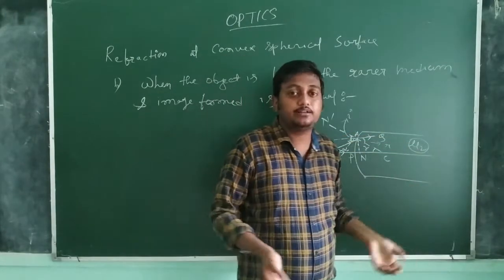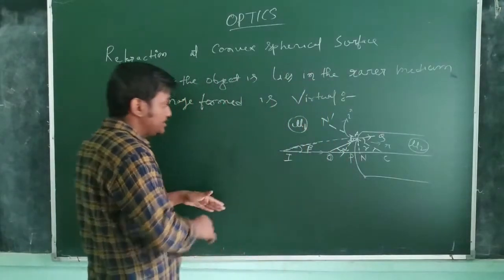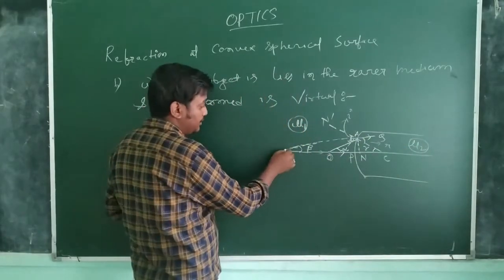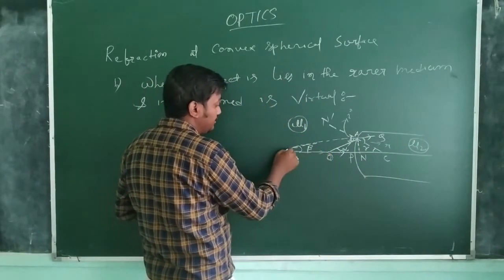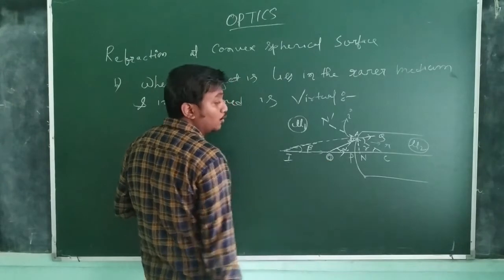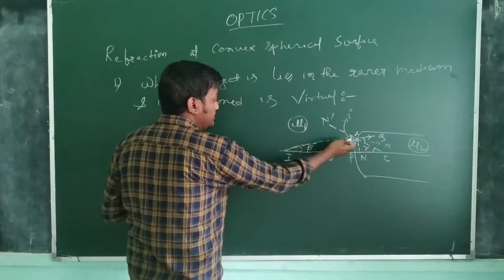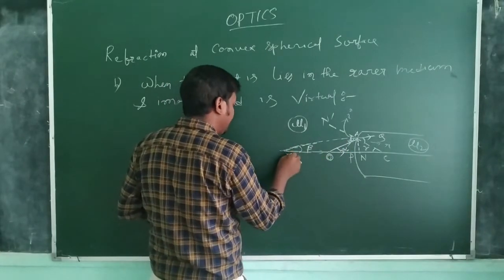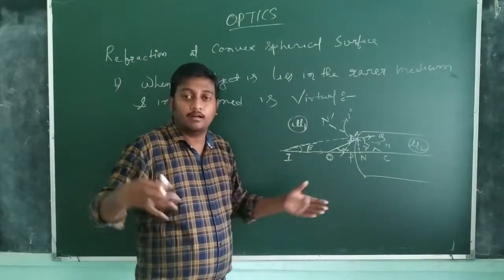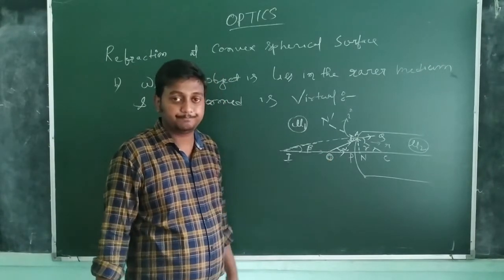We know that a ray along the principal axis does not change its path after refraction. So these two rays, if you extend them, virtually meet at this point on the same side as the object. So I is the virtual image of point object O.